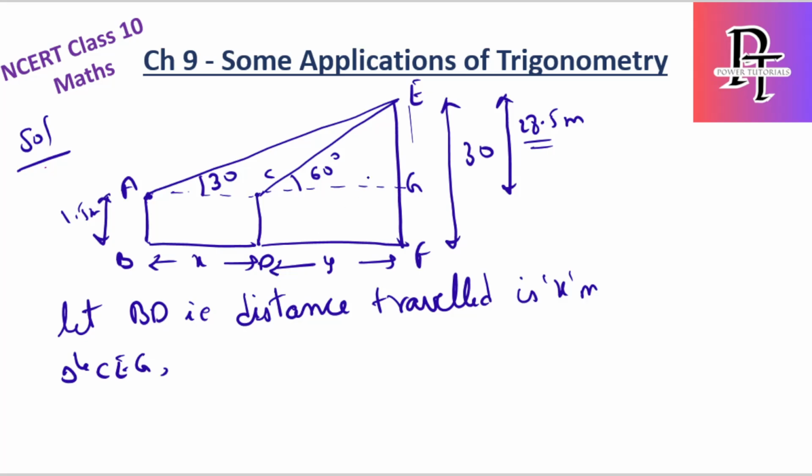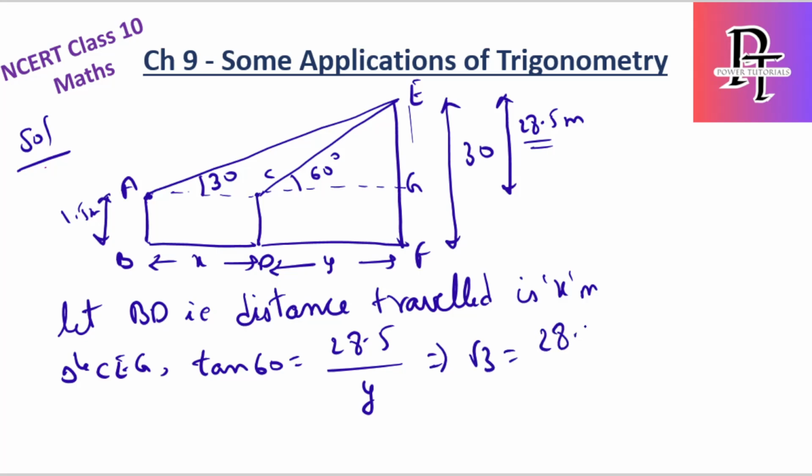If you consider triangle CEG, this is the opposite side, this is the adjacent side. We have to consider tan theta. Tan 60 is equal to 28.5 by the distance, let's suppose it as Y. Tan 60 value is root 3. So root 3 is equal to 28.5 by Y, which implies Y is equal to 28.5 by root 3 meters. So we got this value, but we need to find this value.